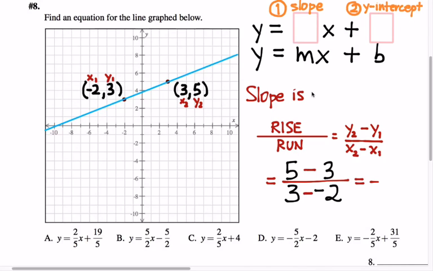And this is what Dat was saying a minute ago. 5 minus 3 on top gives me a 2. 3 minus negative 2, what is that? 5. It's the same as 3 plus positive 2. So that's the slope of my line.